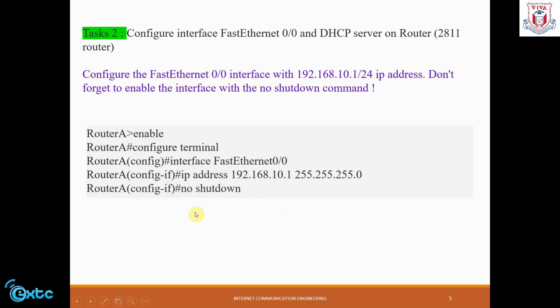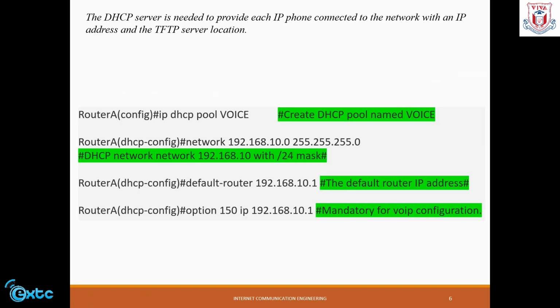Via this command interface, we are first of all enabling the router, and we are configuring the FastEthernet interface with an IP address of 192.168.10.1 and the subnet mask 255.255.255.0. Then we need to provide the DHCP pool, so that an IP address will be provided to every IP phone which will be connected to our network. So via the router itself, we will do that.